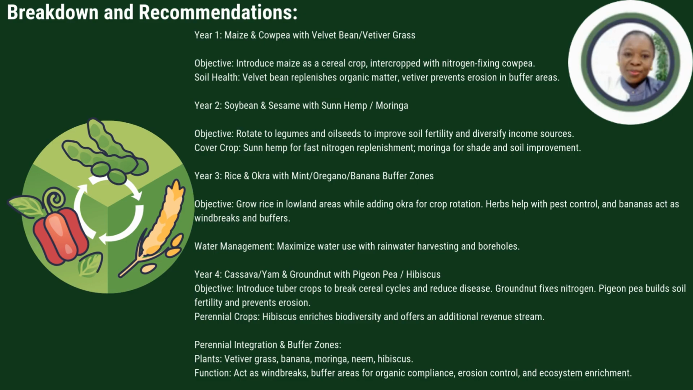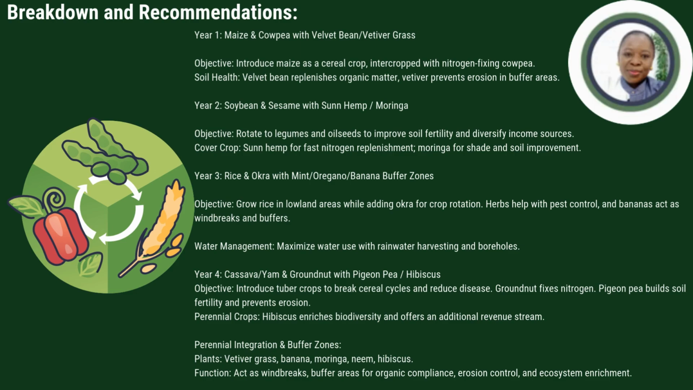In the third year, we have rice or okra as our main crop with mint, oregano, or banana in our buffer zones. The objective of that was to grow rice in lowland areas while adding okra for crop rotation. Herbs help with pest control, and banana acts as windbreaks around the buffer zones. Water management: maximize water use with rainwater harvesting and boreholes.